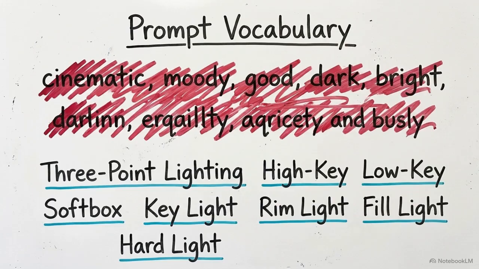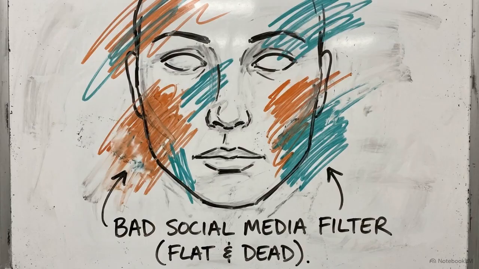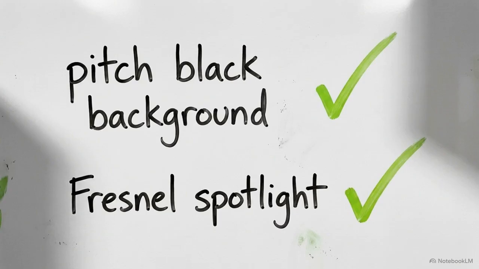Next, look at the vocabulary you are using. Adjectives like dramatic, moody, or epic are junk words that actively degrade your image. The neural network interprets those vague terms by pulling from vast datasets of low-quality consumer photos. It applies generic stock photo filters instead of calculating real light physics. You fix this by deleting the adjectives and replacing them with specific optical and studio vocabulary.